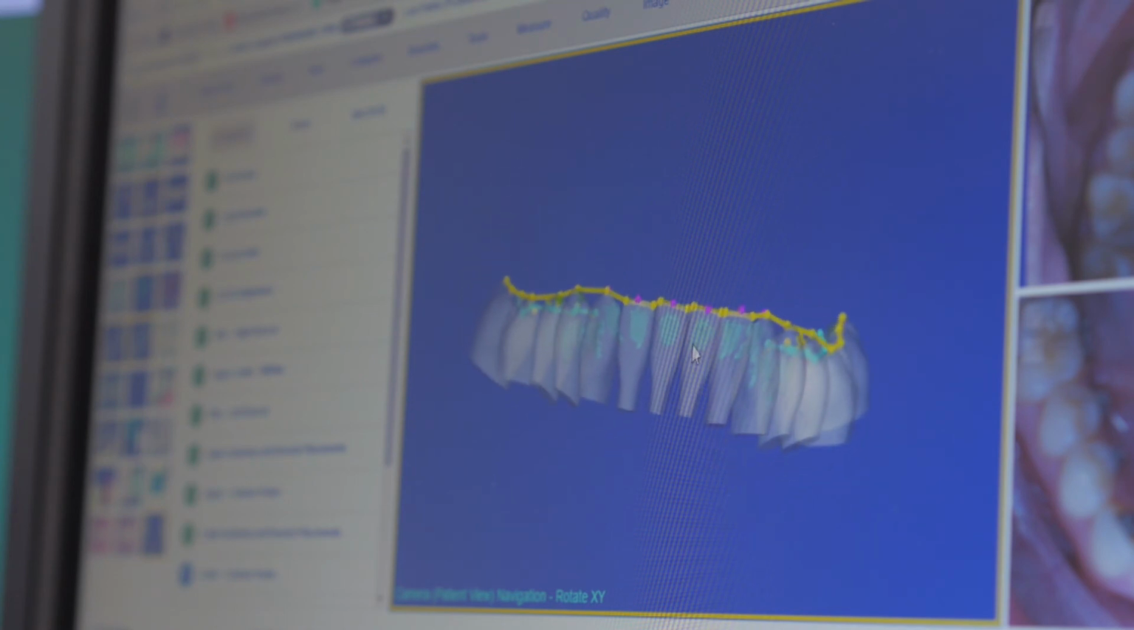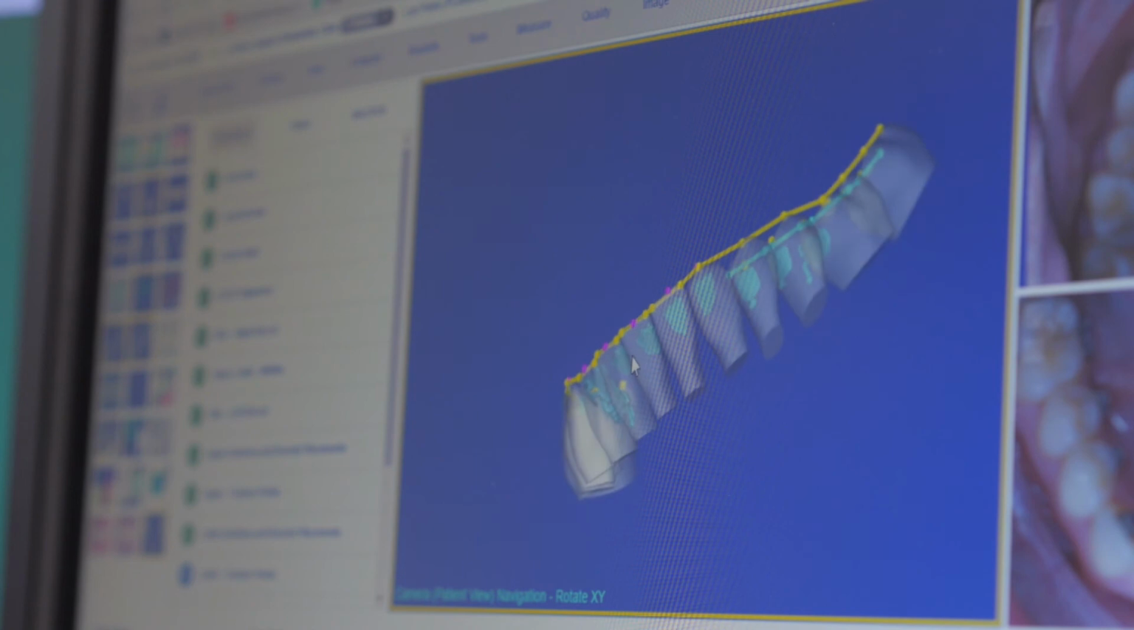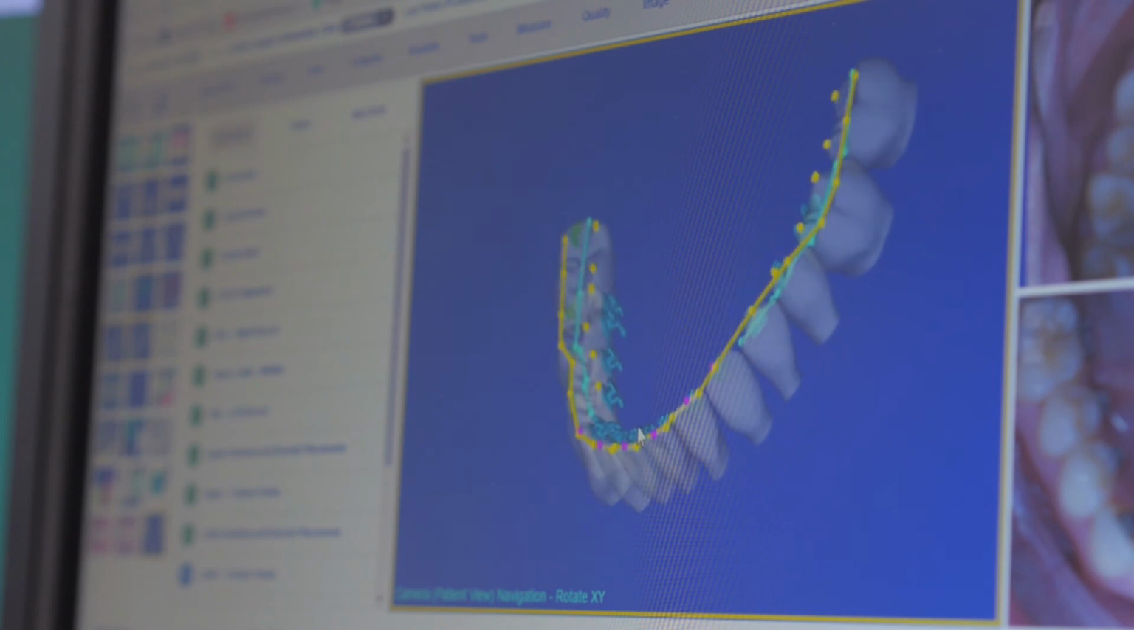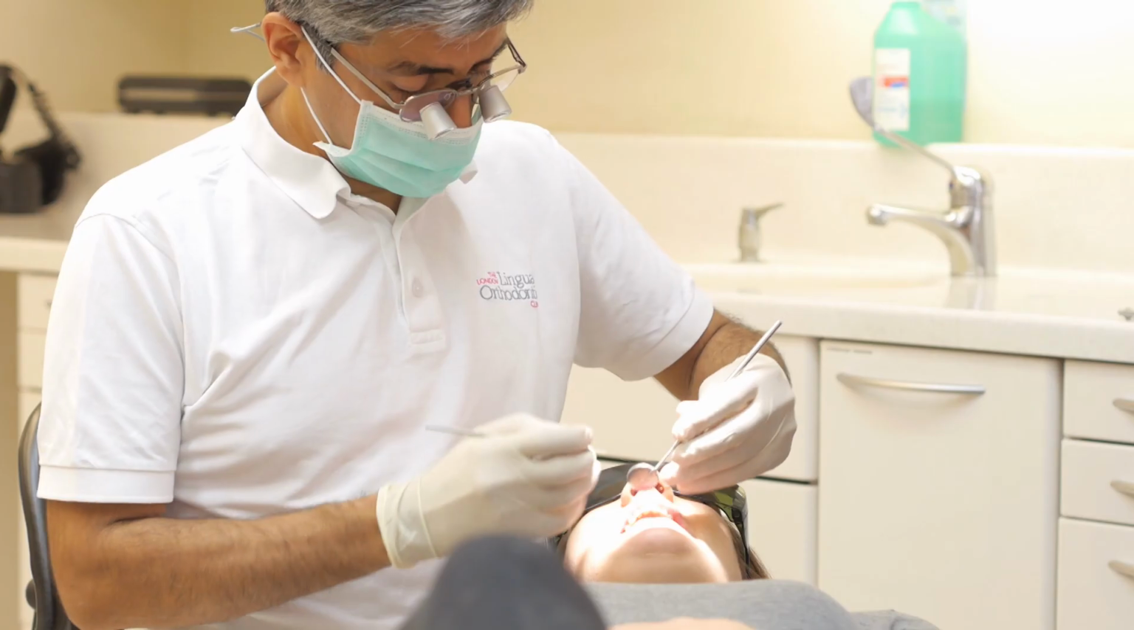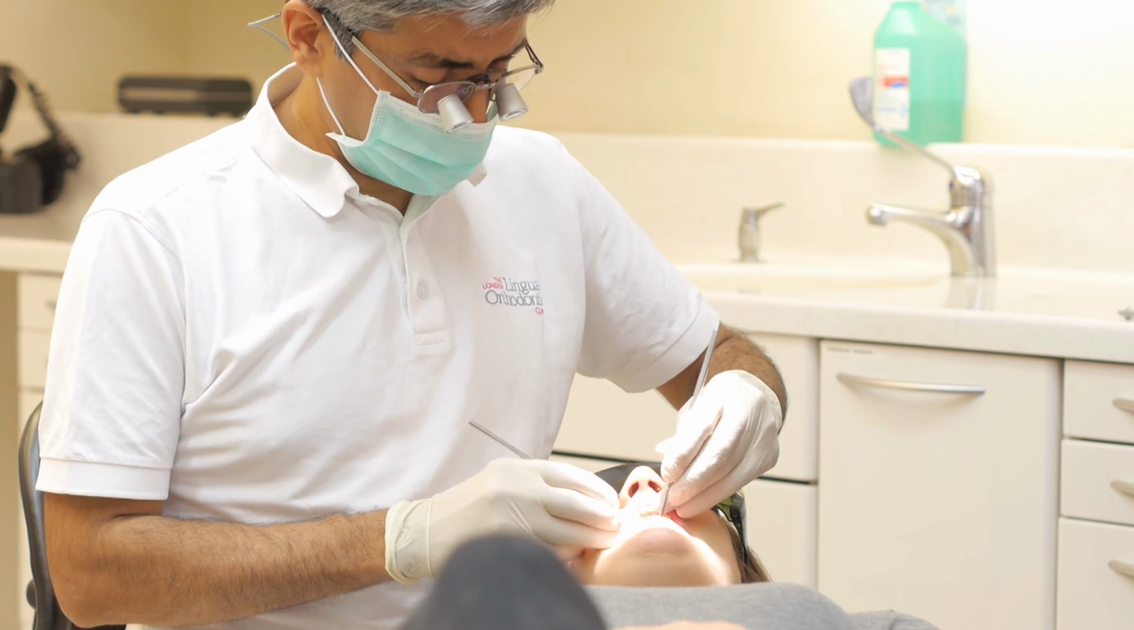And I feel that we can push boundaries even further, working with a good laboratory, and it'll all be centered around providing the best possible care for our patients.